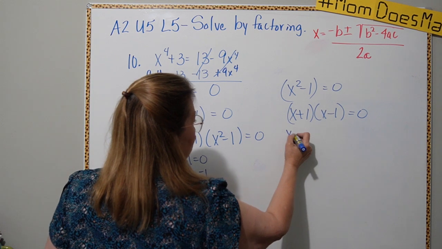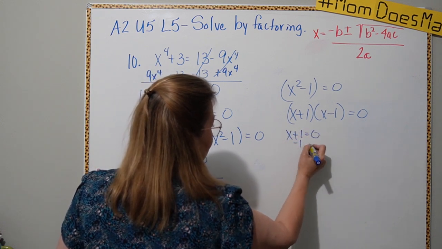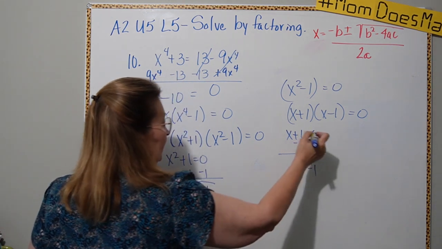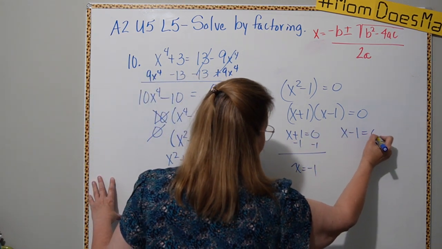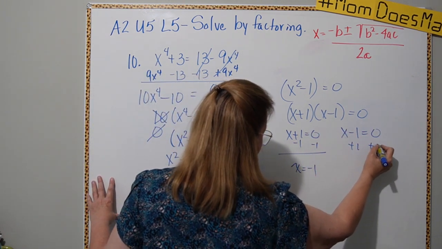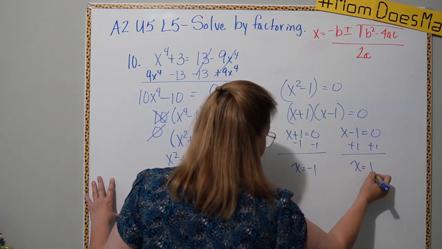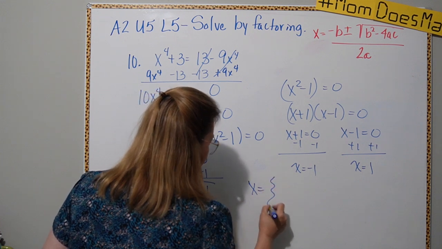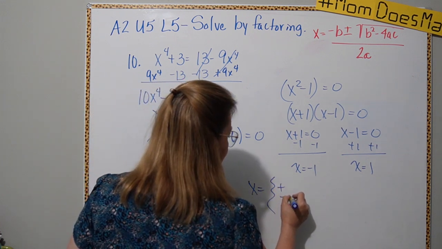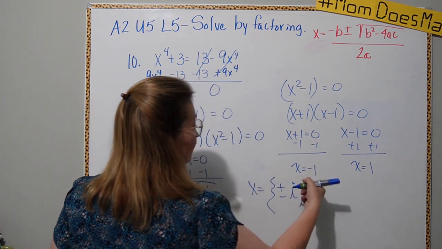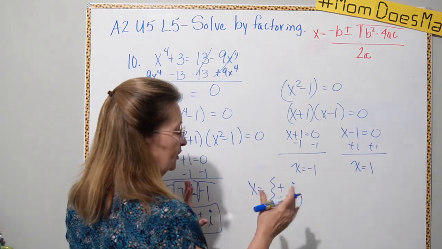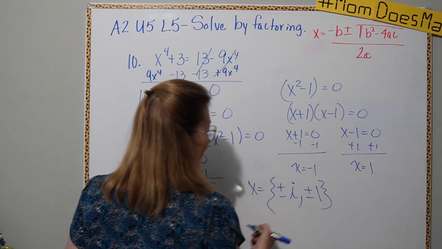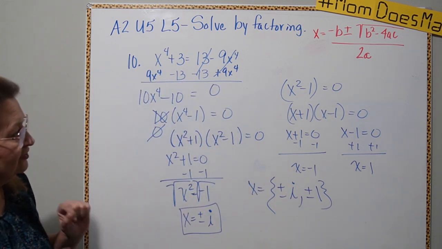Now x plus 1 equals 0. I would subtract 1 from each side, so x is negative 1. And over here, if I do x minus 1 equals 0, add 1 to each side, I get x is equal to positive 1. So my two answers are x equals, over here I had the plus or minus i, and over here I have positive and negative 1. You can write them as two separate numbers, or you can combine them with the plus-minus sign. So that's the answer to number 10.